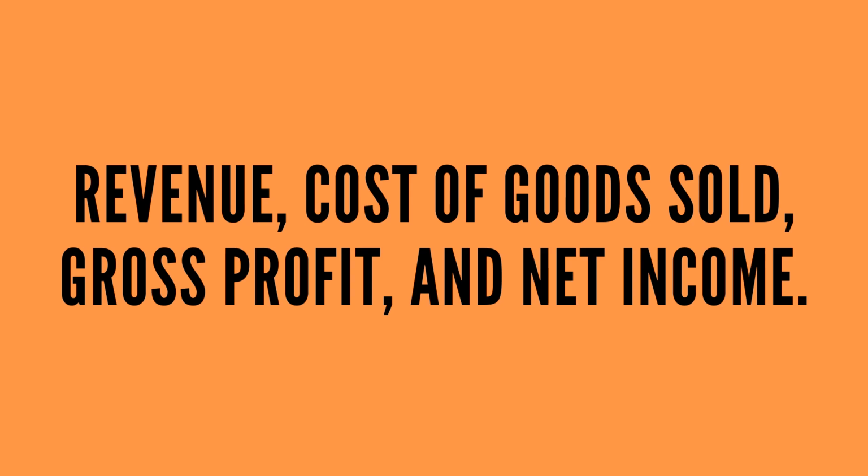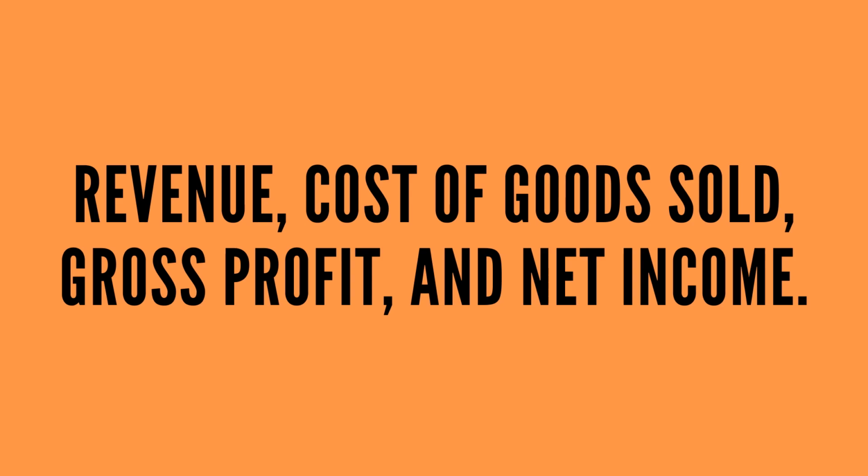Next, we subtract the cost of goods sold, COGS. These are the direct costs of producing your goods, like materials and labor. Example, if that retail store spent $50,000 on inventory, that's the COGS. The result? Gross profit. This is what's left after covering your production costs. Example, if your revenue is $100,000 and your COGS is $50,000, your gross profit is $50,000.